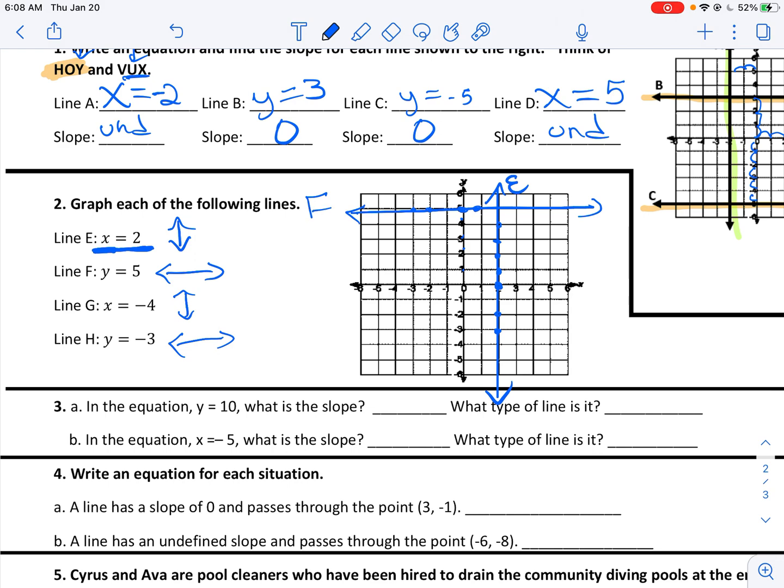Then x equals -4, so I go over to -4. And I can put some points, so I go like this, and I label that G. And then last but not least is when y is -3. So it could be any of these points. And then that is H.